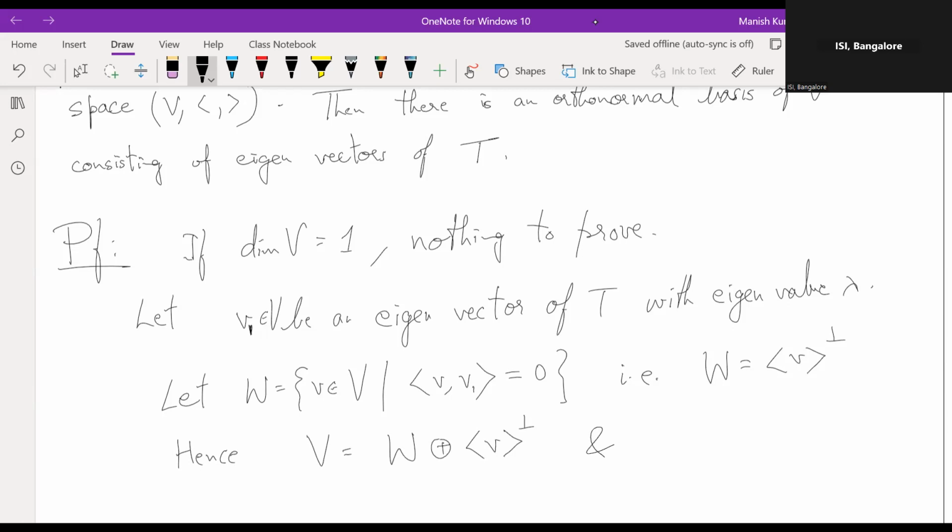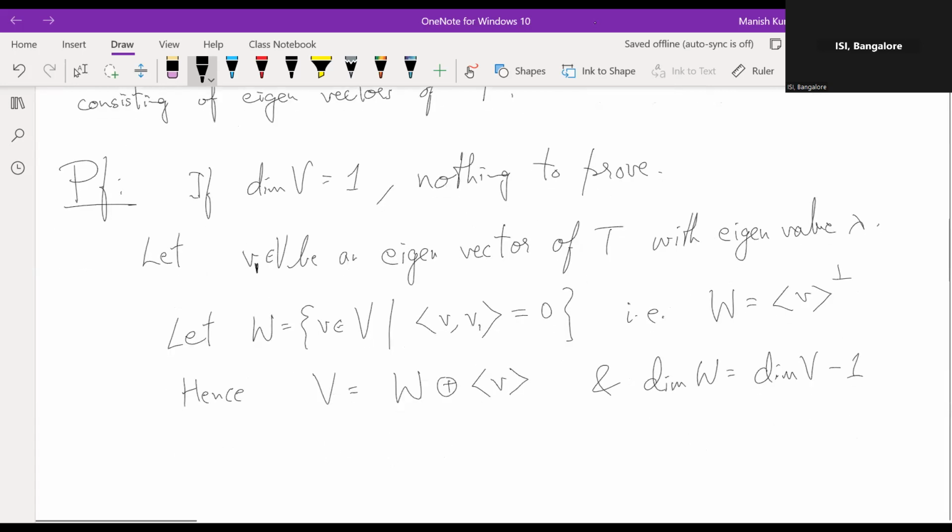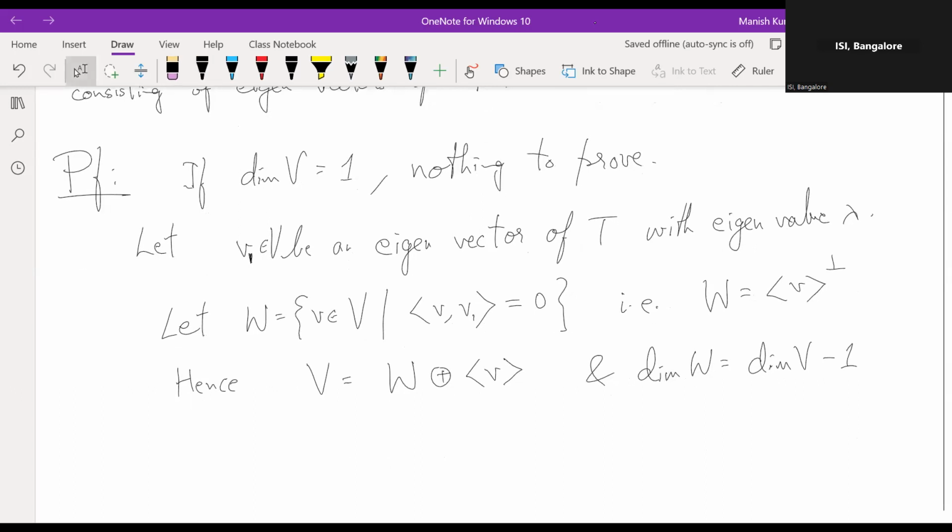So V is W direct sum the span of v1. And remember, the dimension of W is the dimension of V minus 1. So we know the result for W as long as we can say that W satisfies all our hypotheses. So we'll have to show that W satisfies all our hypotheses.